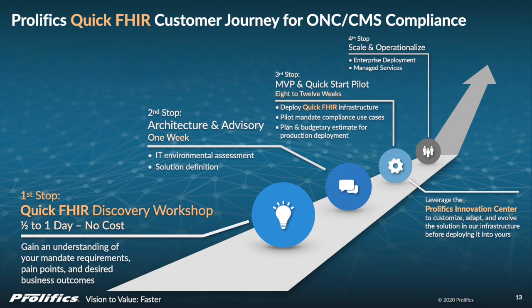If you decide to move forward, this leads to the 3rd phase, which is the MVP or the quick start pilot phase itself. This is an 8 to 12 week engagement where Prolifics would deploy QuickFHIRe infrastructure. We'd build out a pilot that implements your mandate compliance use cases. And at the end of this pilot, you'd be able to see and touch an actual demonstration of that pilot implementing your mandate compliance use cases and working with your systems.